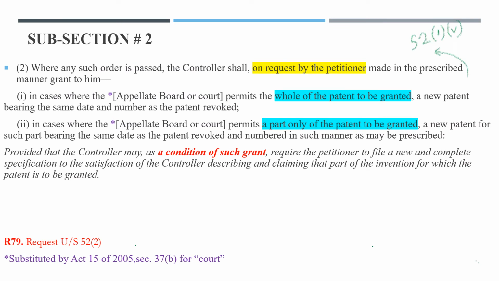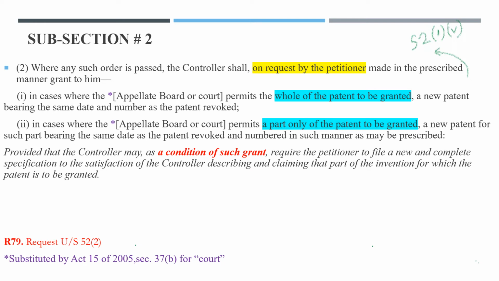Subsection 2. Where any such order is passed, the controller shall, on request by the petitioner made in the prescribed manner, grant to him, clause 1, in cases where the appellate board or court permits the whole of the patent to be granted, a new patent bearing the same date and number as the patent revoked.